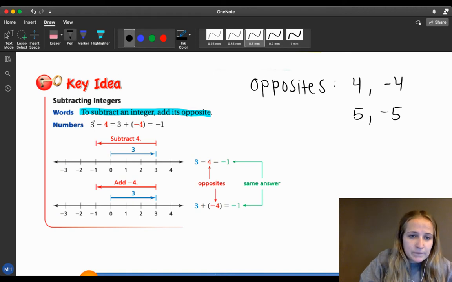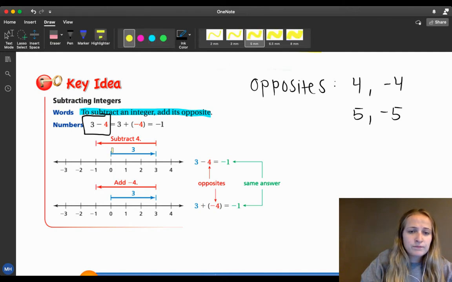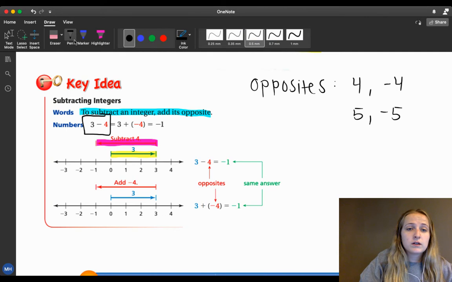If you look here, let's say we're trying to do 3 minus 4 in this example. You can look at the number line and go step by step. First, they're starting at 3. That's why you see here, I'll highlight it for you, they go from 0 to 3. That's how they get to 3. Then they're subtracting 4. If we're subtracting, we always go left on the number line. So they went back 4, which then took them to negative 1.